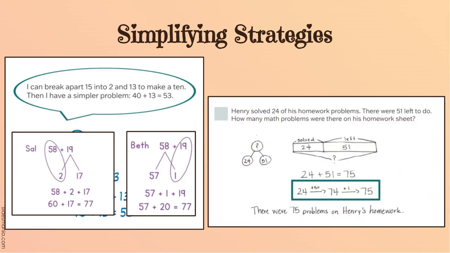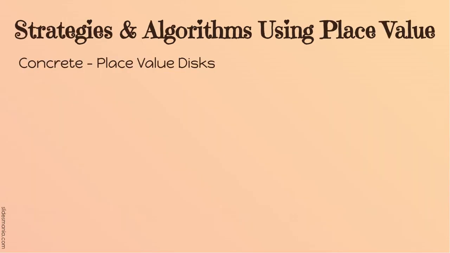In this problem, it's another form of simplification. He's taking 24 of his homework problems and adding the 51 that are left over to do. He decided to decompose 51 into 50 plus 1 because adding multiples of 10 is easier. 24 plus 50 is 74, plus the leftover 1 is 75. They used arrow notation to make that thinking visible. So we can use number bonds or we can use arrow notation to make our thinking visible.